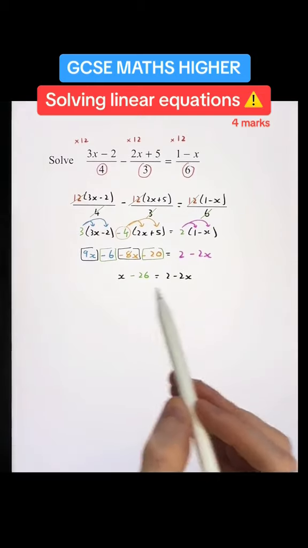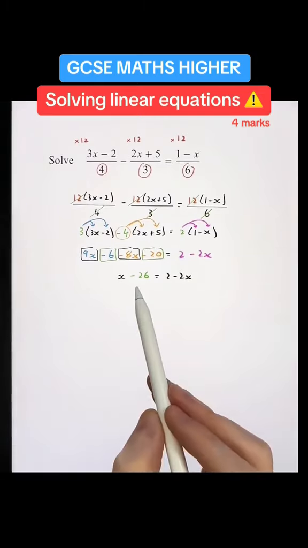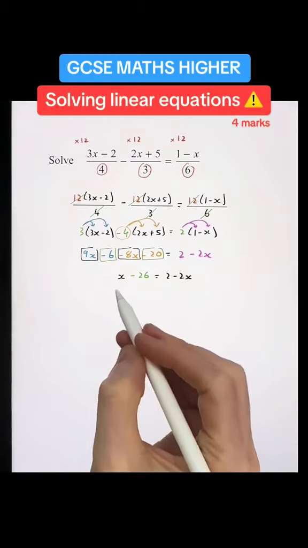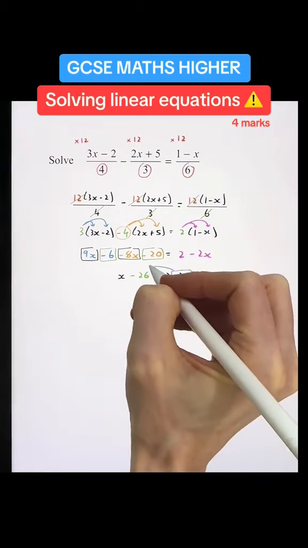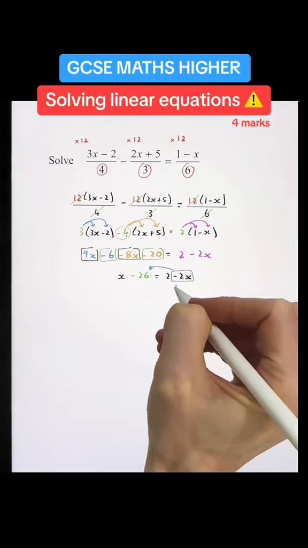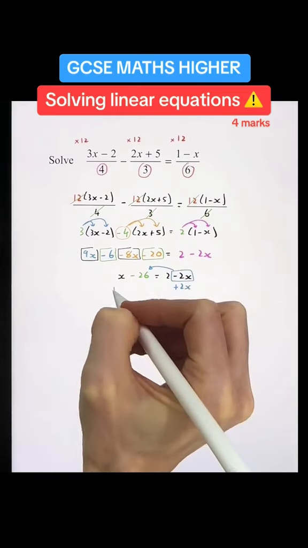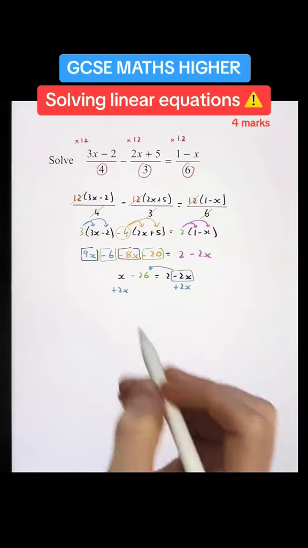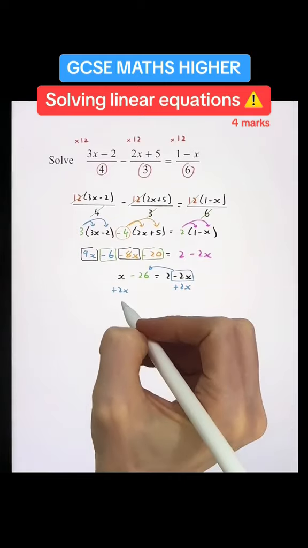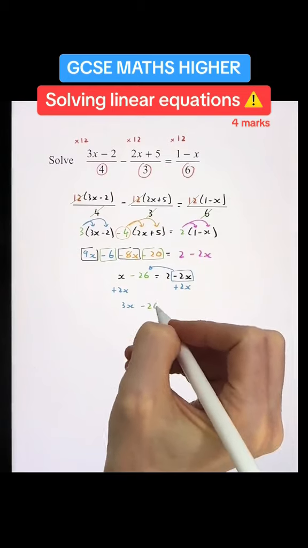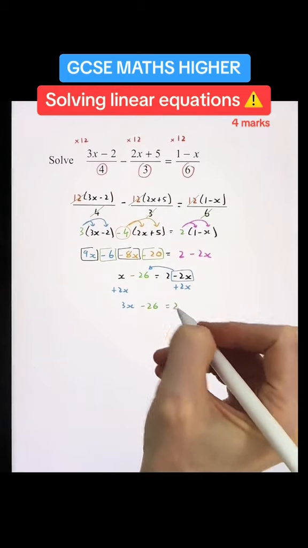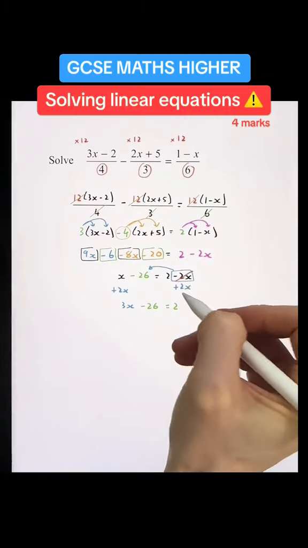As I'm solving, I want to get all my x terms on one side and all my number terms on the other side. As I've got positive x on the left, therefore I'm going to move negative 2x from the right across to the left-hand side. If a term goes across an equal sign, it changes sign. So the opposite of minus 2x is we're adding 2x to both sides. On the left-hand side, x plus 2x will simplify to give us 3x. I've still got the negative 26. And on the right-hand side, it still equals 2, as I know negative 2x add 2x will cancel.